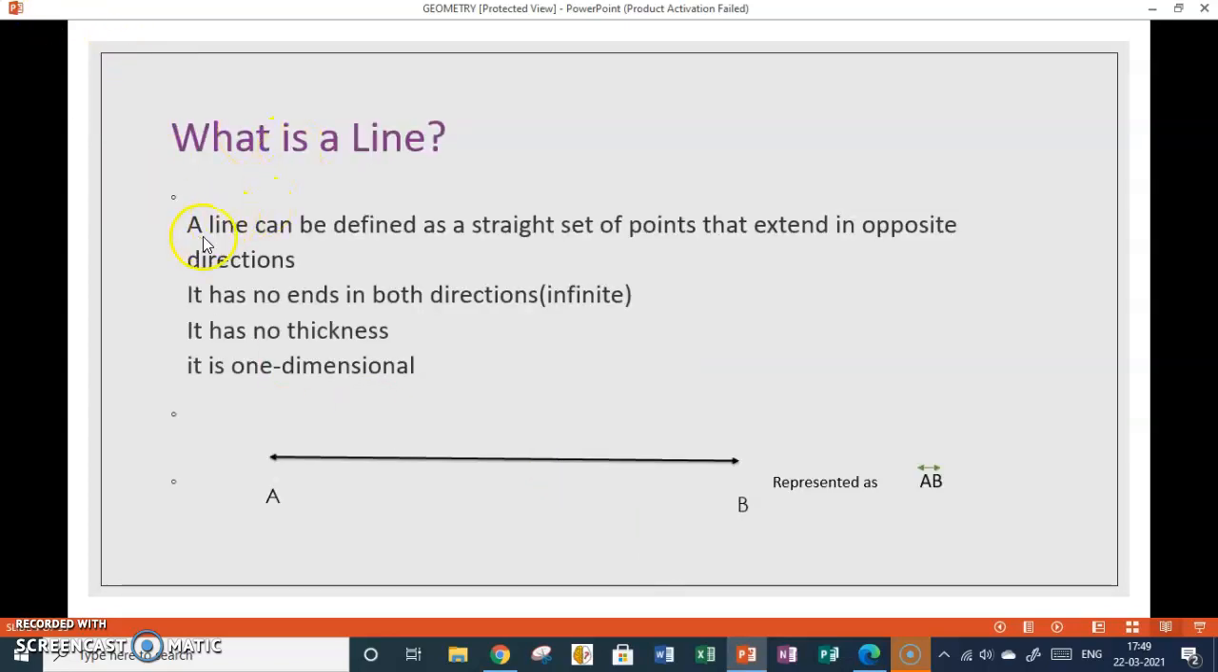What is a line? A line can be defined as a straight set of points that extend in opposite directions. It has no ends in both directions, it is infinite. It has no thickness. It is one-dimensional. Line AB is represented like this.